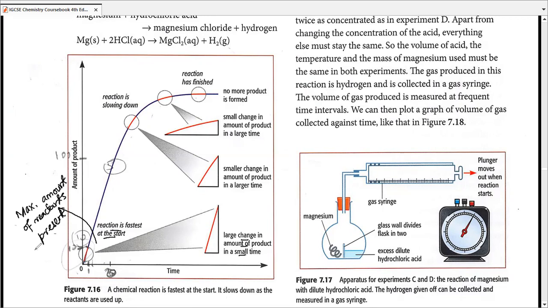Imagine yourself sitting in the exam. At the start of the exam, your speed is fastest. Why? Because you have the maximum energy. Of course, you're going to go fastest at the start. So this must make total sense to you.